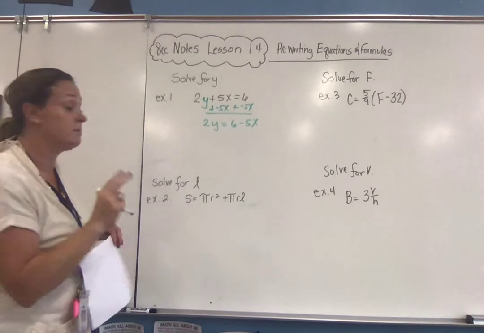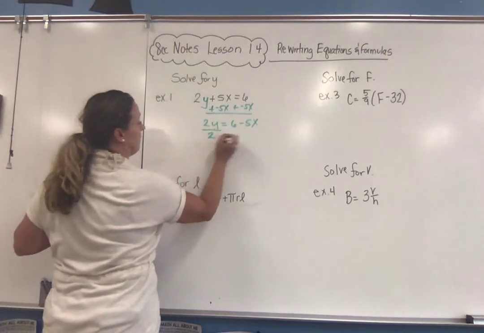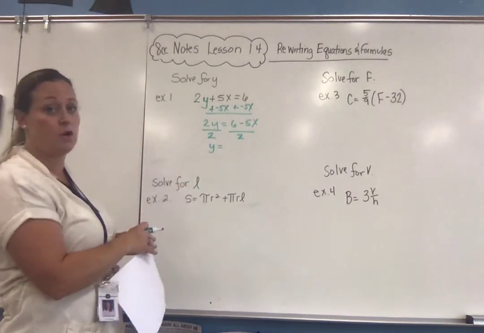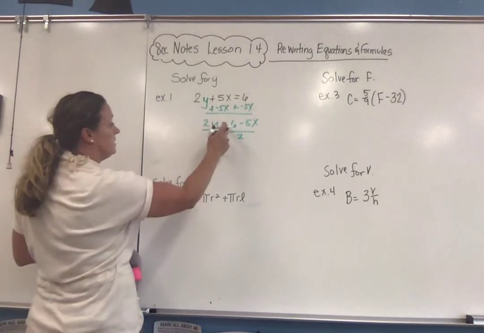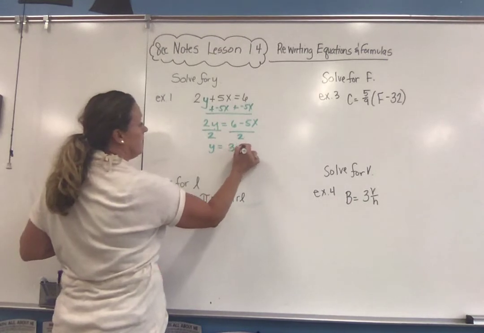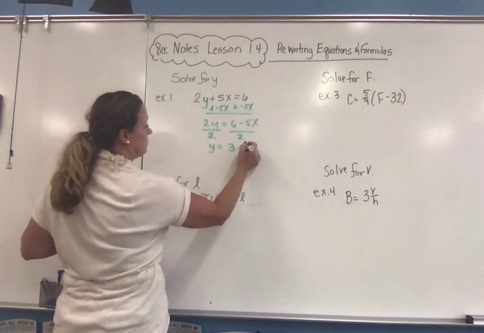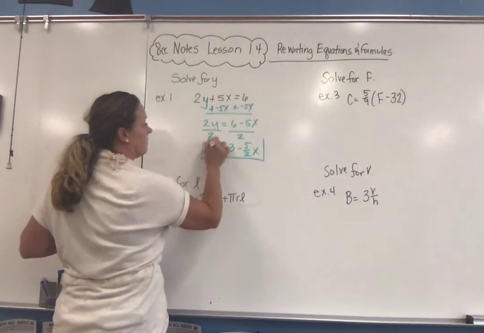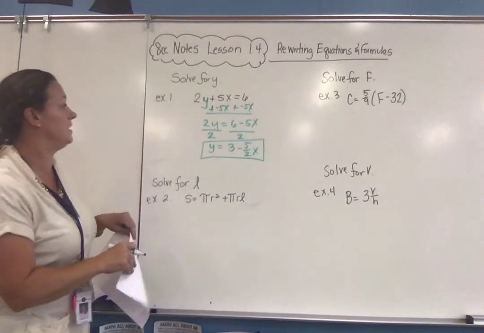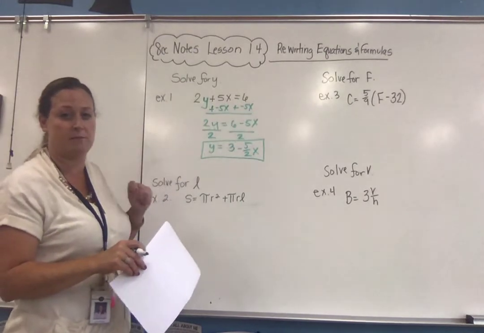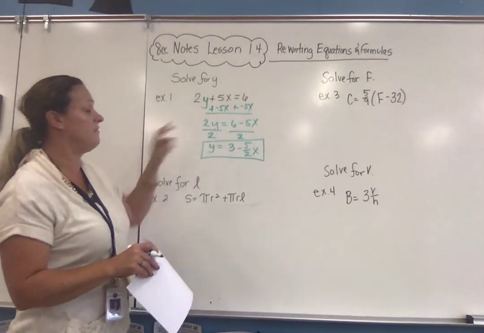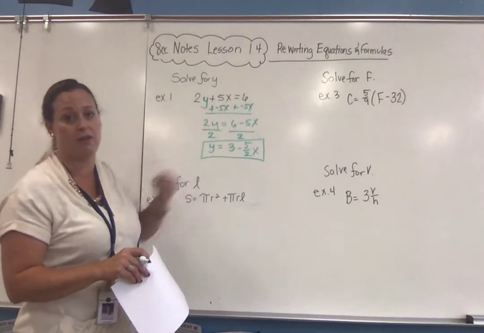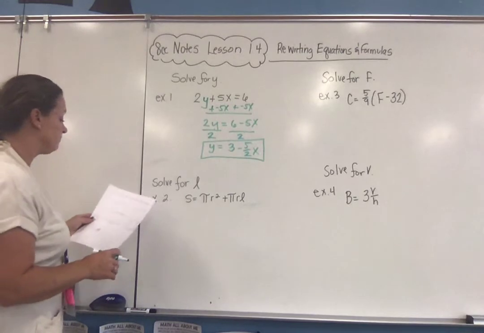2 and y are being multiplied, so I divide both sides by 2. And when I divide both sides by 2, every term on the other side of the equation needs to be divided by 2. 6 divided by 2 is 3, and negative 5 divided by 2 is negative 5 halves x. We've moved the 5x to the other side by subtracting or adding a negative, and then we've isolated the variable by dividing by 2. It's very important that you divide each term on the other side by 2.